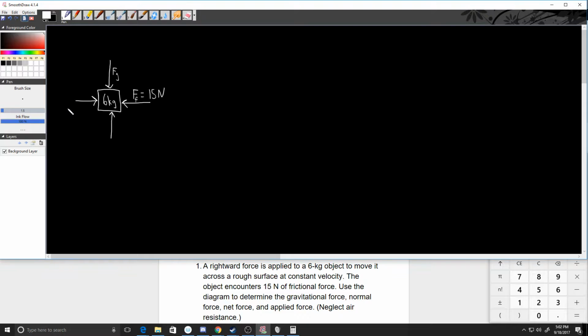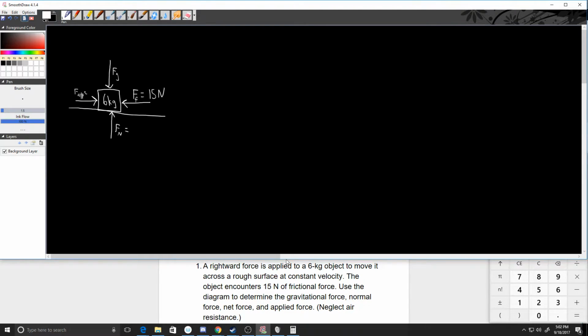If we imagine that this box is sitting on a flat surface, and the box is pushing down on the earth, the earth would be pushing back up on it. We call that the normal force. All right, so this is the applied force, or F app.